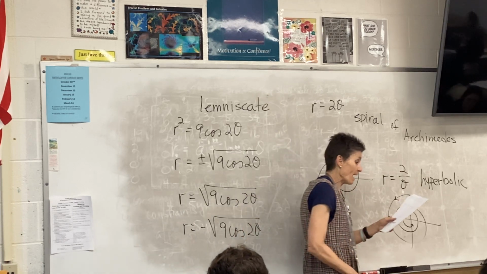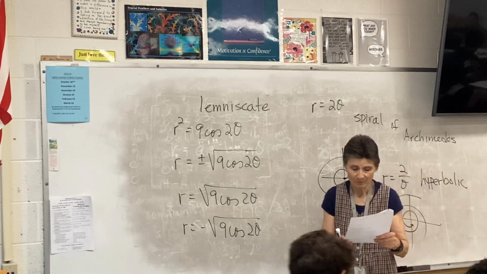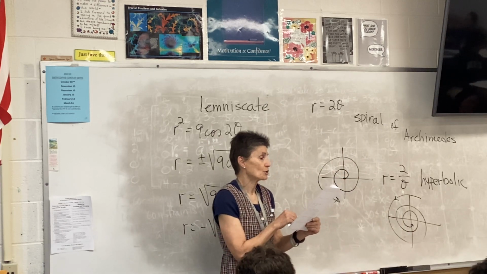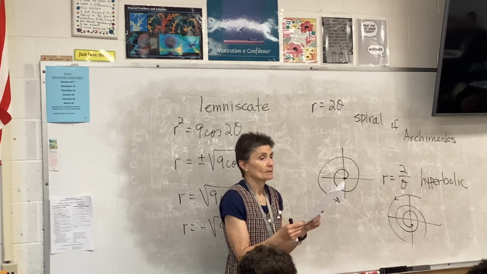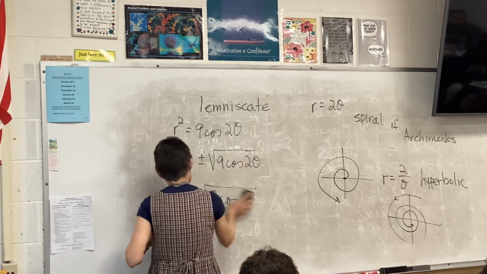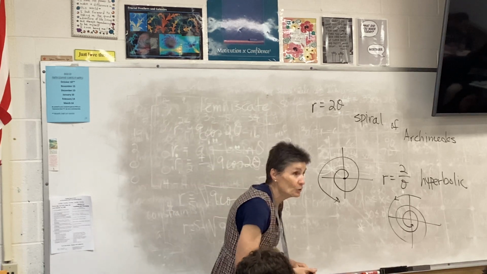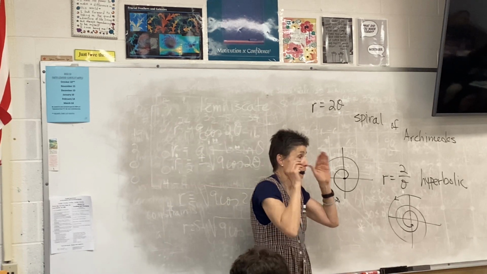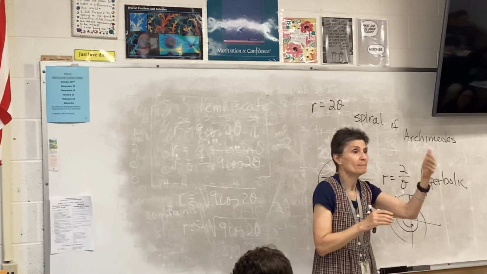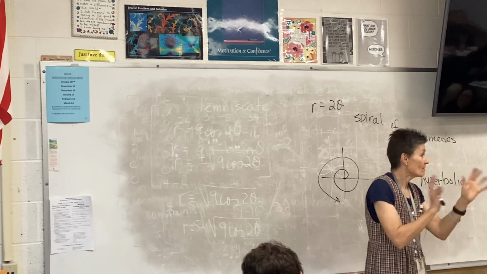All right, without your calculator, describe this equation. Does the equation itself look like one of our classical curves? No. You need to recognize the general format of a rose equation. Somebody give me a rose equation. R equals 3 cosine 8 theta. That's a rose.